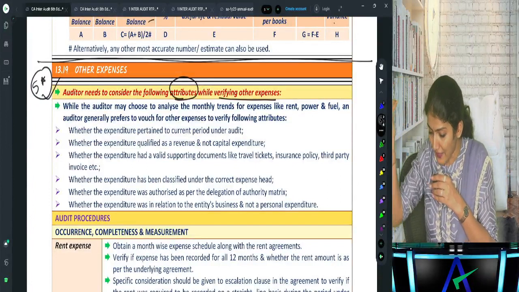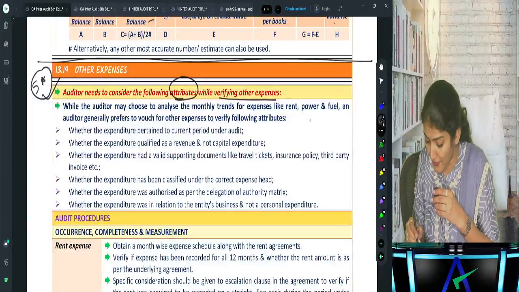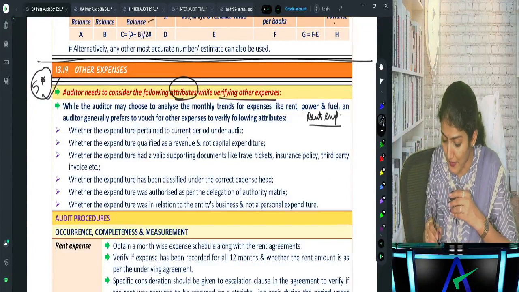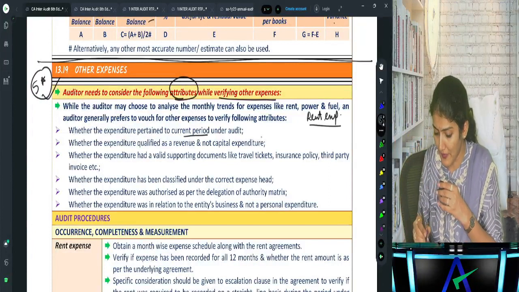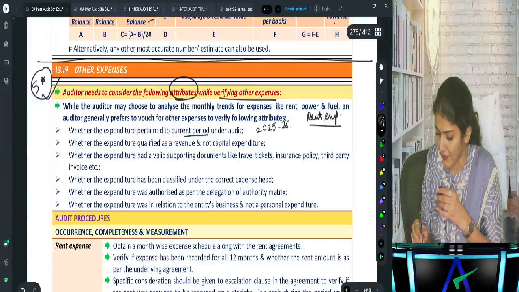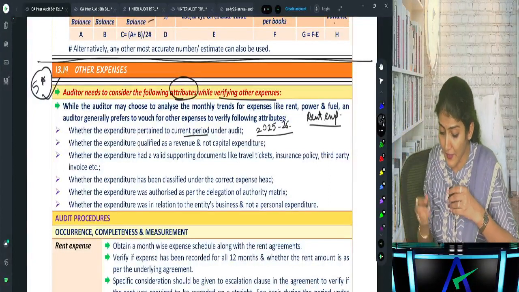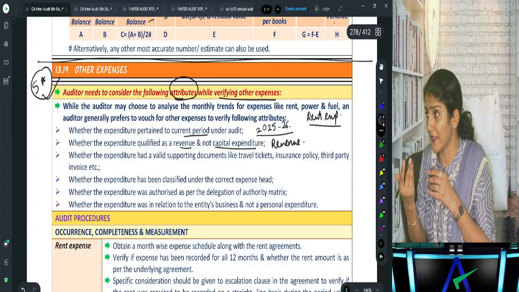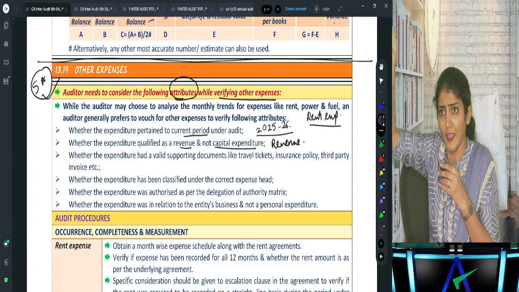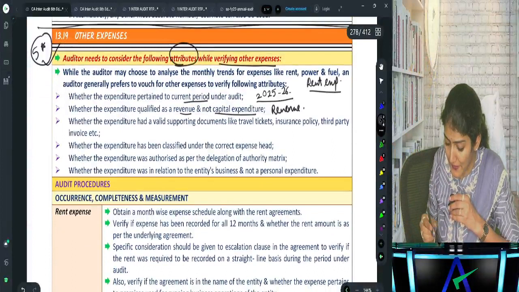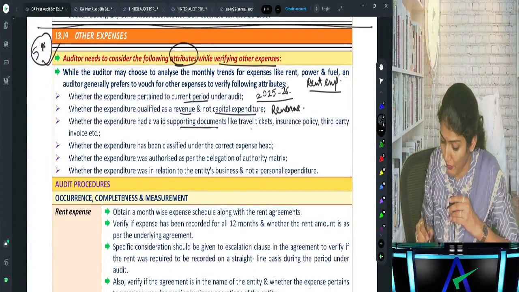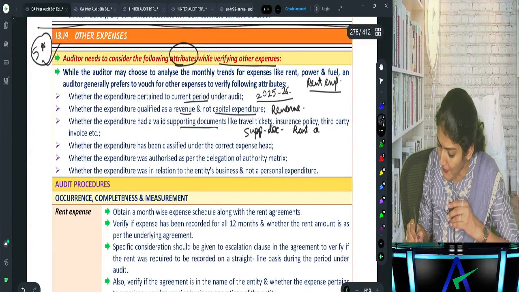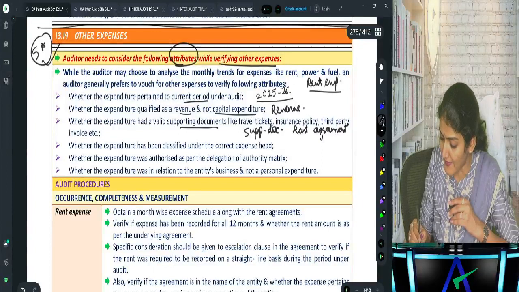So let me take an example. We want to check the rent expenditure, right? Obviously, one, the rent expenditure should be related to the current period. Current period means I'm doing audit for 2025-26, so it should be related to the current period. Then it should not be a capital expenditure, but a revenue expenditure. Only then it should come under the expenses, otherwise it will go to the fixed assets. Then the expenditure should be supported by a valid supporting document. So for the rent, what will be the supporting document? The rent agreement. I'm just taking the example of rent expense.